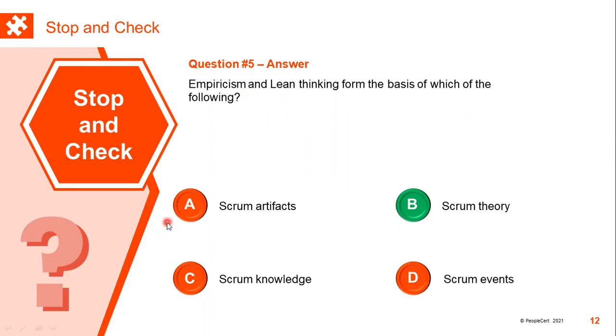Scrum artifacts is one of the 3 core elements of Scrum, the others being the Scrum events and the Scrum team. So we got the Scrum artifacts, the Scrum events, and the Scrum team, which form the 3 core elements of Scrum. Scrum knowledge, there is no such formal term as Scrum knowledge. However, we know that there are Scrum events as well as artifacts and the Scrum team, the 3 core elements of Scrum. Therefore, B remains the correct answer.